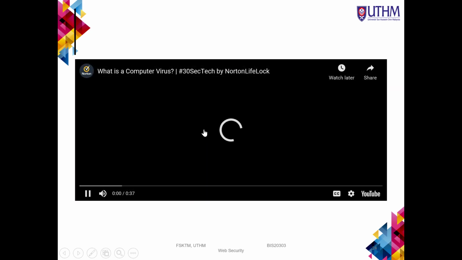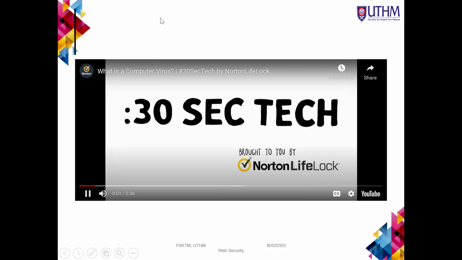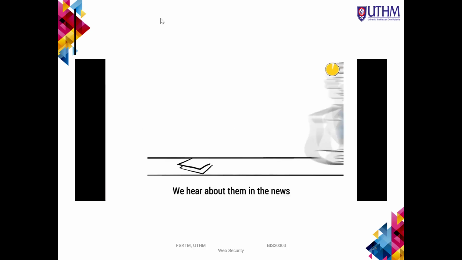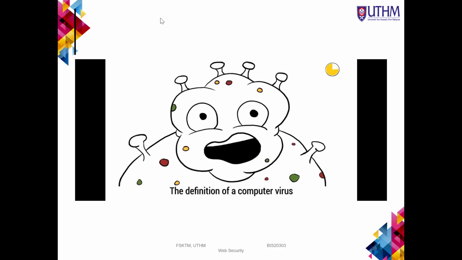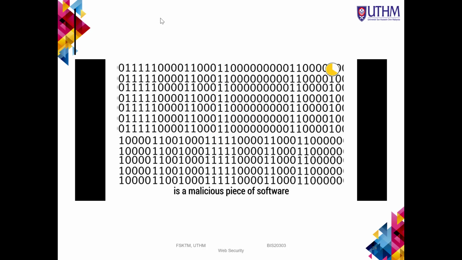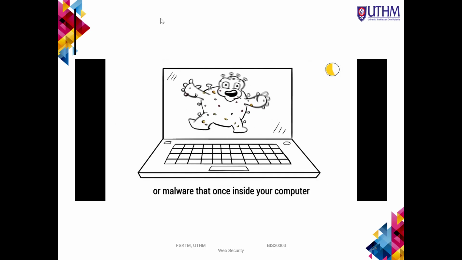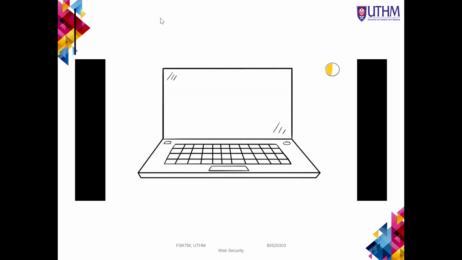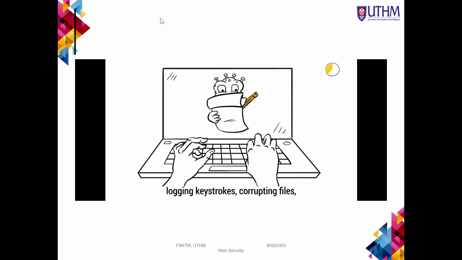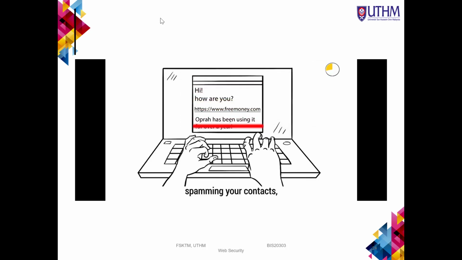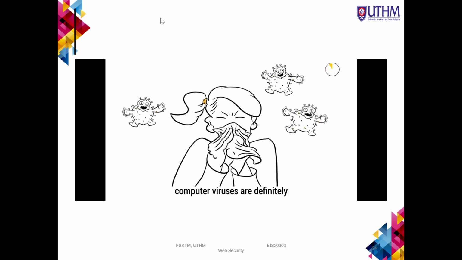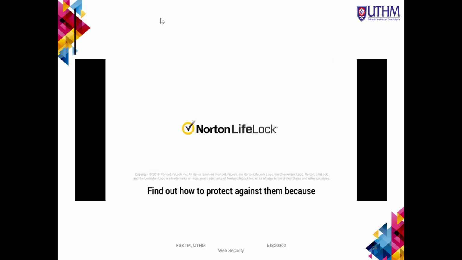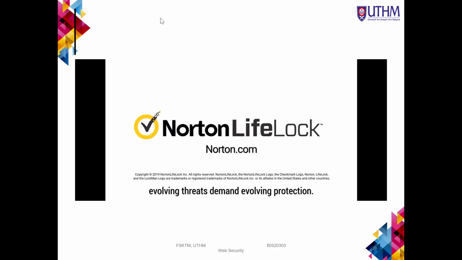We hear about them in the news almost weekly these days. But what is a computer virus anyway? The definition of a computer virus is a malicious piece of software or malware that once inside your computer replicates and infects other computers in your network, stealing passwords or data, logging keystrokes, corrupting files, spamming your contacts, or even taking over your machine. Like a cold that you just can't shake, computer viruses are definitely something you want to avoid. Find out how to protect against them, because evolving threats demand evolving protection.